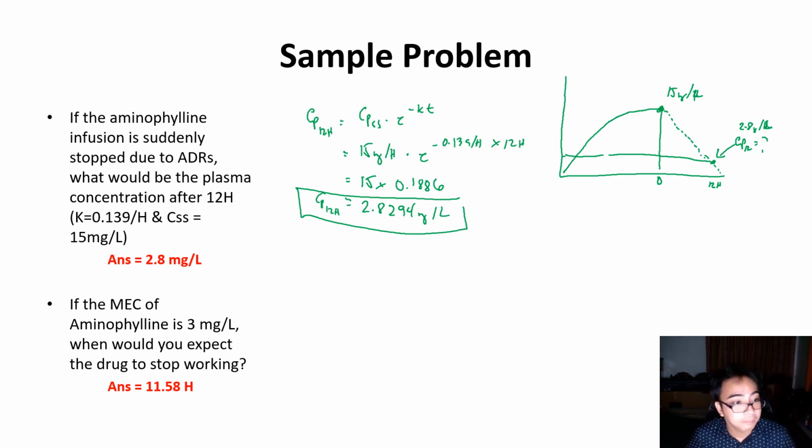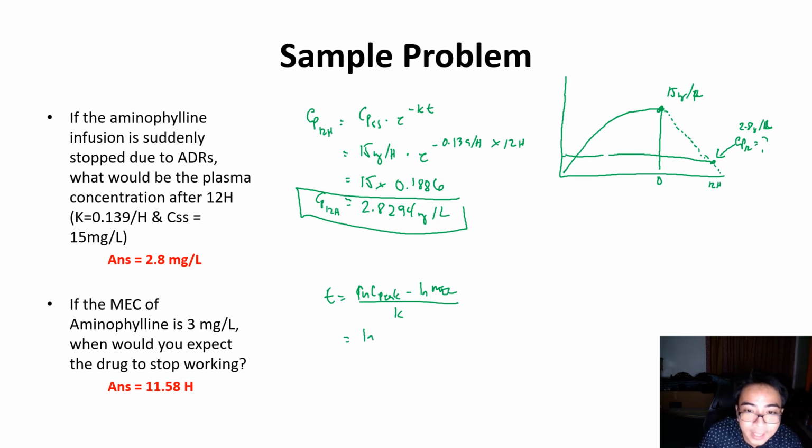Okay? So that's that. Now, if the MEC of aminophylline is 3 milligrams per liter, then when would you expect the drug to stop working? So here we bring in our formula from earlier, which is t equals ln C peak minus ln MEC over k. K is already given.